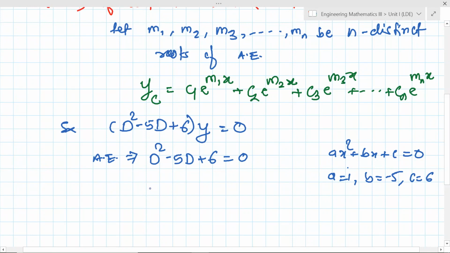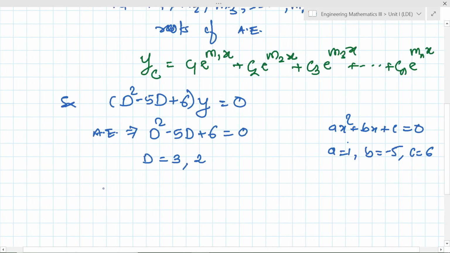See, x1 is 3, so D is equal to 3, and x2 is equal to 2. So these are the roots. These are distinct roots, real and distinct. These two are real numbers and they are distinct; distinct means 3 is not equal to 2. So in this case my complementary function is yc is equal to, we have just m1, m2 only, so c1 e raised to 3x plus c2 e raised to 2x. That's it. This is my complementary function.